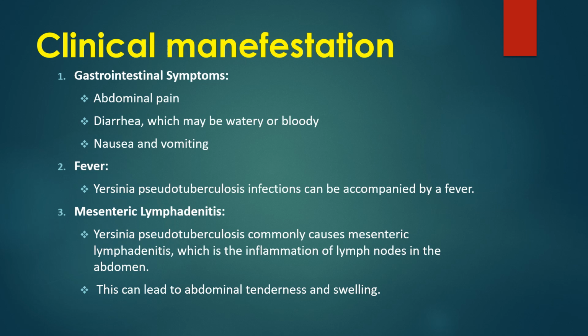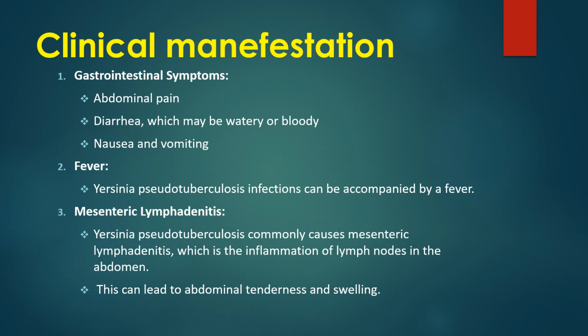Fever. Yersinia pseudotuberculosis infections are often associated with fever. The fever may be moderate to high in intensity. Mesenteric lymphadenitis. Yersinia pseudotuberculosis has a propensity to migrate to regional lymph nodes, leading to the development of mesenteric lymphadenitis. This condition involves inflammation of lymph nodes in the mesentery, that means the tissue that attaches the intestines to the abdominal wall.